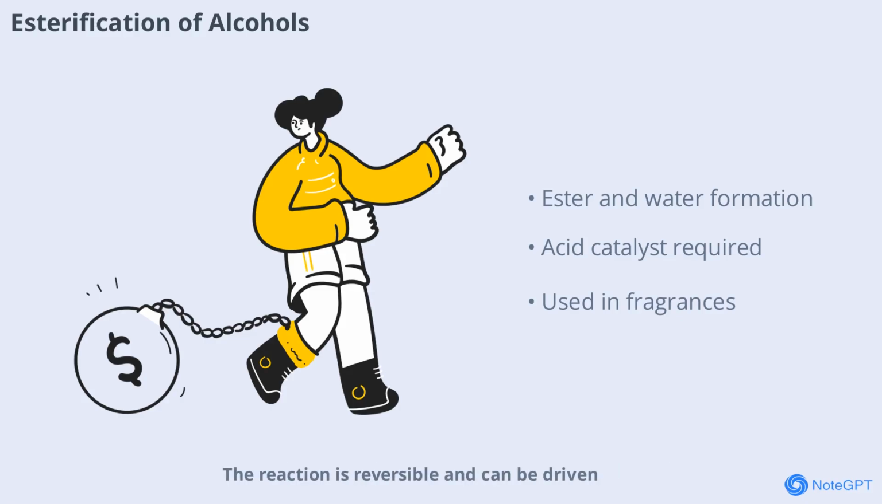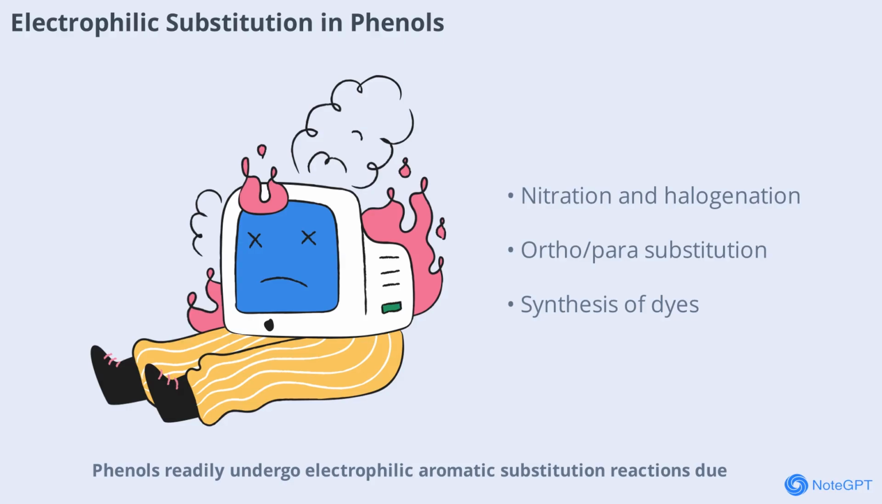The reaction is reversible and can be driven to completion by removing water from the reaction mixture. Phenols readily undergo electrophilic aromatic substitution reactions due to the activating effect of the hydroxyl group. Common reactions include nitration, halogenation, and sulfonation. These reactions are important for synthesizing dyes, pharmaceuticals, and other aromatic compounds. The position of substitution is often ortho or para to the hydroxyl group.